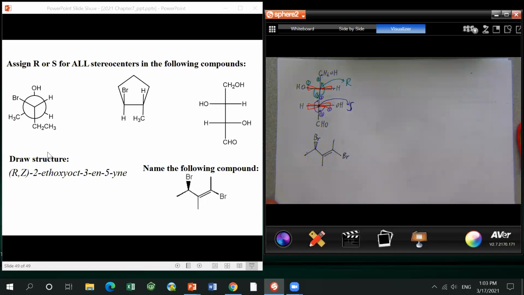Next is the naming question. This one is relatively hard, because you have to redraw the formula several times.